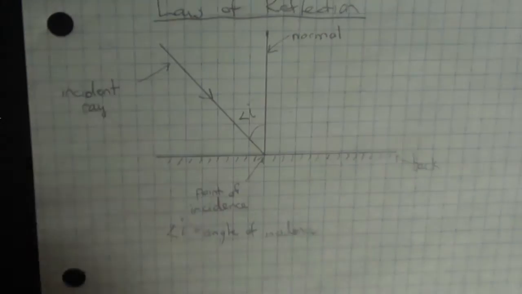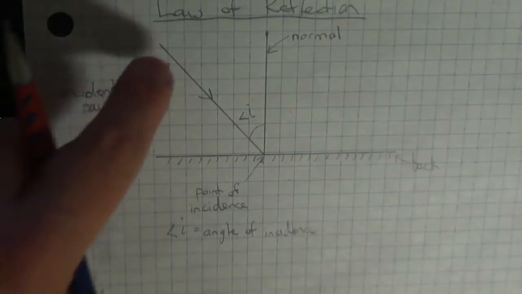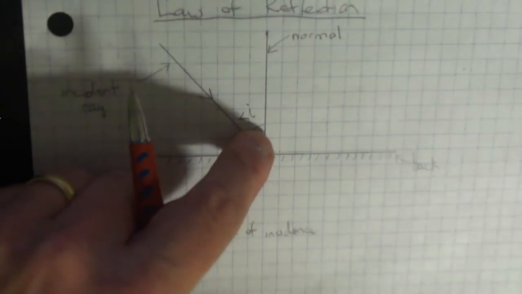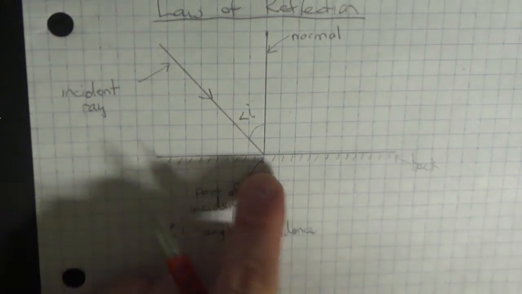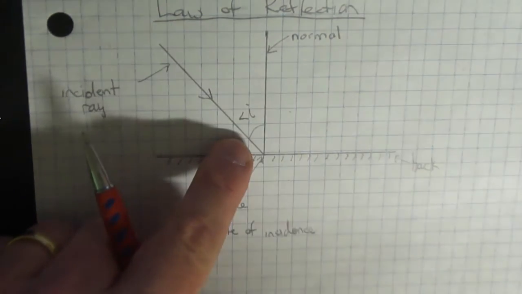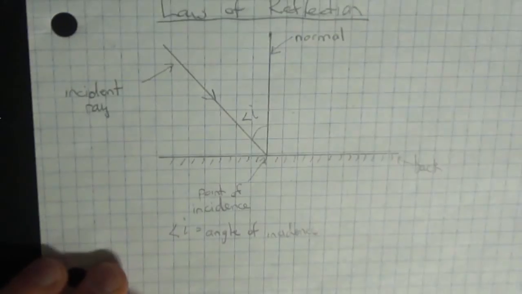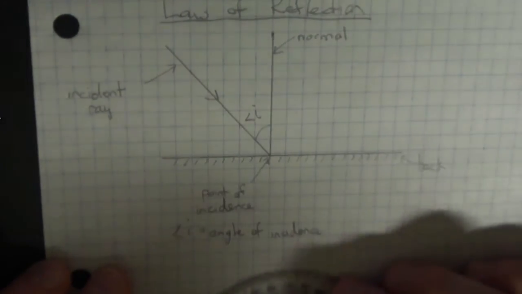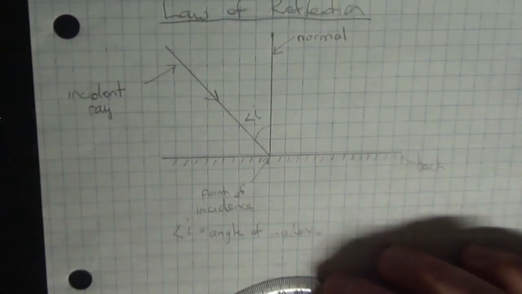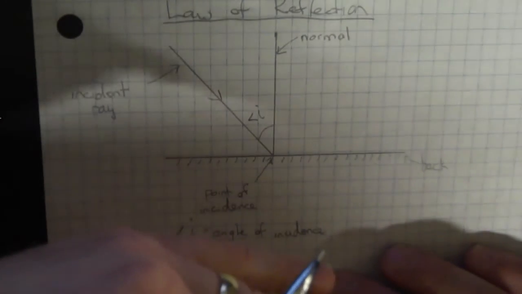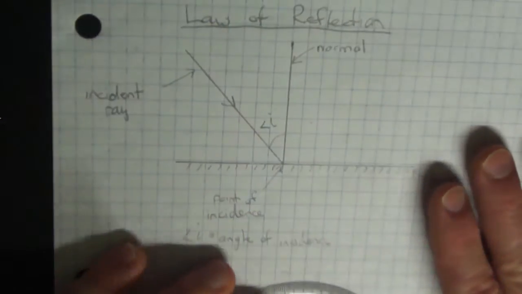So we've got all the incoming information. We've got the incident ray. It strikes at the point of incidence. We've drawn our normal. We now have the angle of incidence. I'm now actually going to measure my angle of incidence. Yours will be different than mine. It depends on how you drew that. So here's how we measure it.